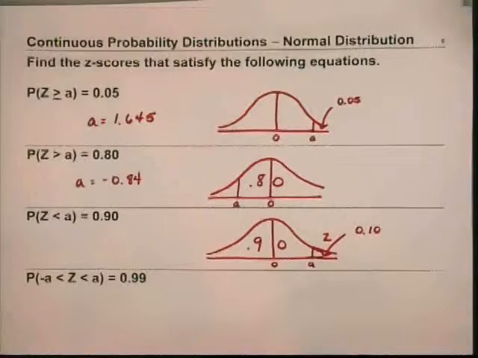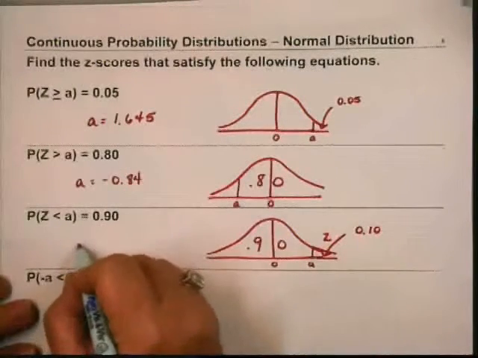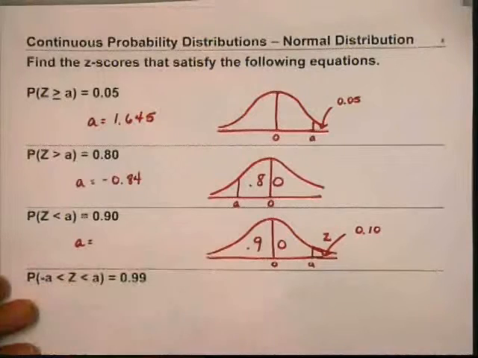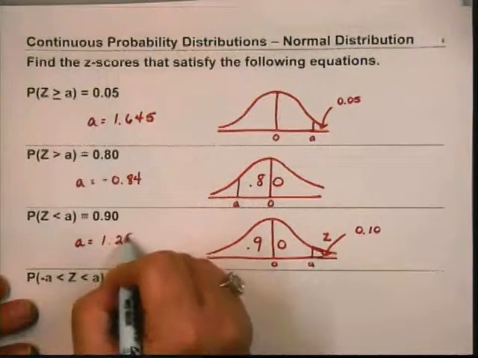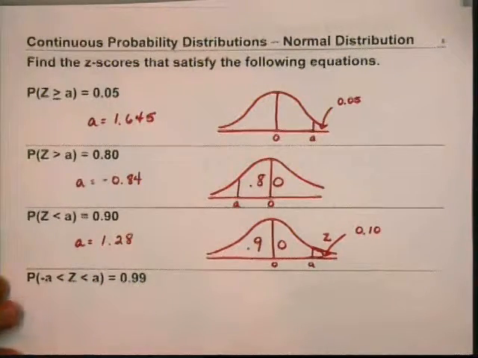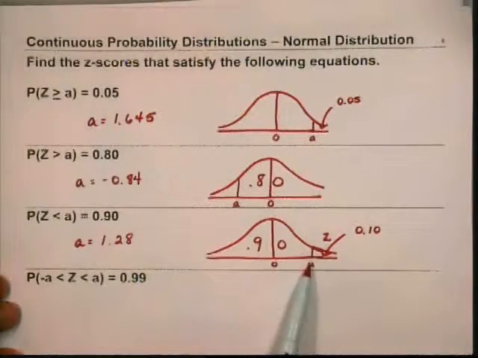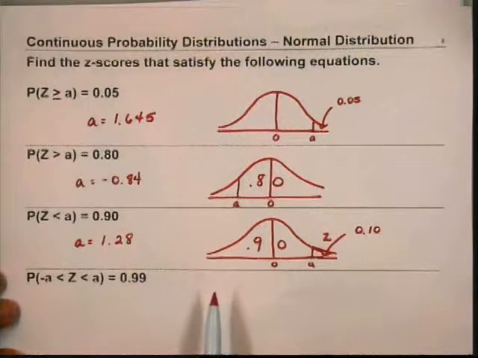What value for A do you find? I have 1.28. Do you agree? Okay, it's not going to be negative because we marked it to the right of 0. Now, what is the right-hand area associated with negative 1.28?